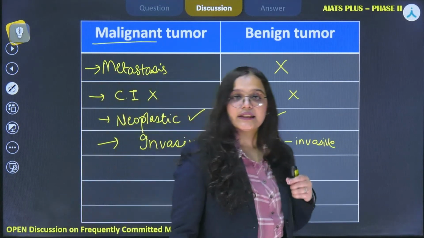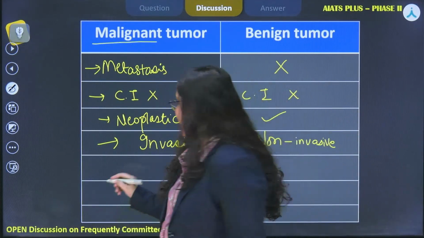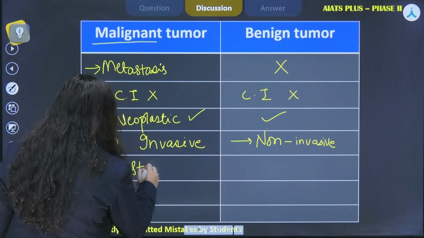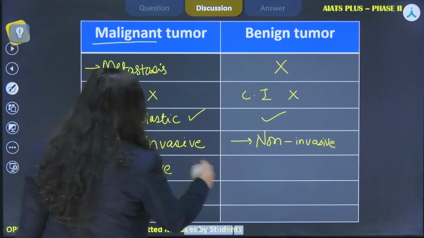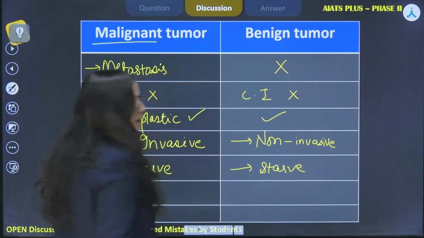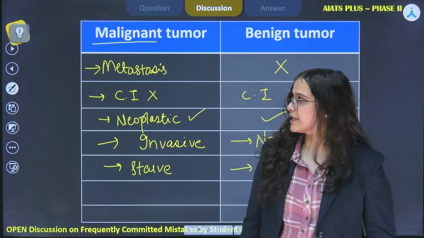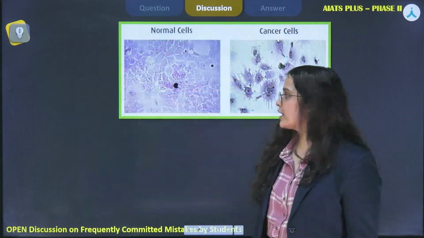Now both these tumors will starve their nearby cells and they will compete for nutrients. So both of them will starve or affect their nearby cells. So this was the basic differences between the different types of tumors. So now we go back to our question.